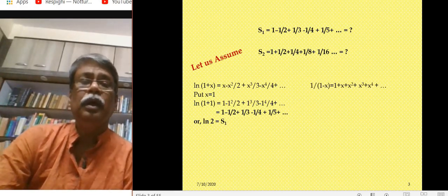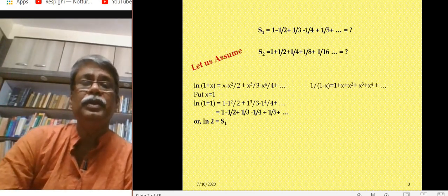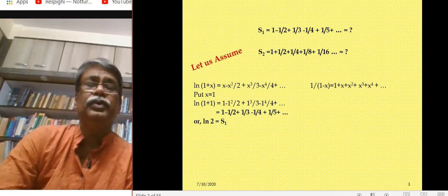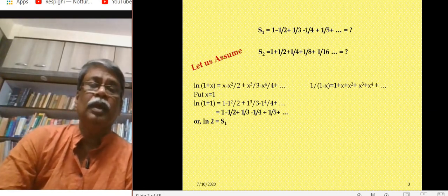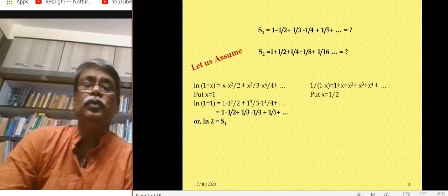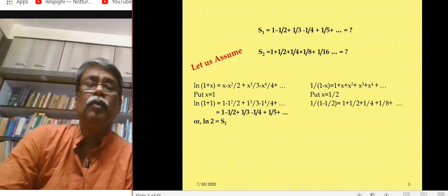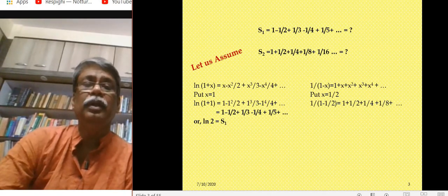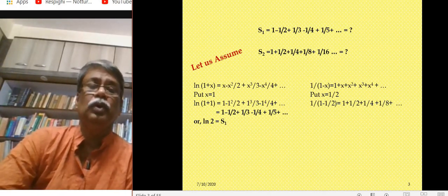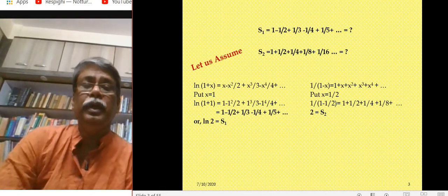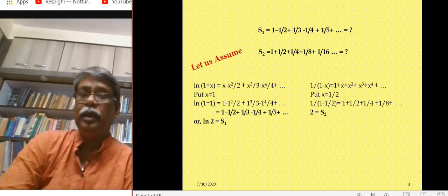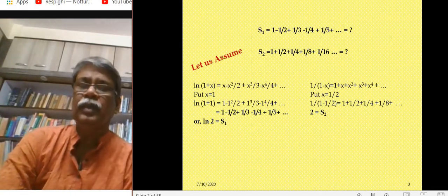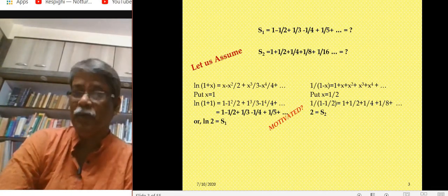And similarly, let us consider another function, 1 by (1 minus x), and it is equal to this kind of polynomial series. Then put x equals 1/2 to get on your left 1 by (1 minus 1/2), and the right hand side is exactly nothing but the puzzle S2. So again the answer is S2 equals 2. And for your information, these two answers are actually the right answers. So is it a motivated step?